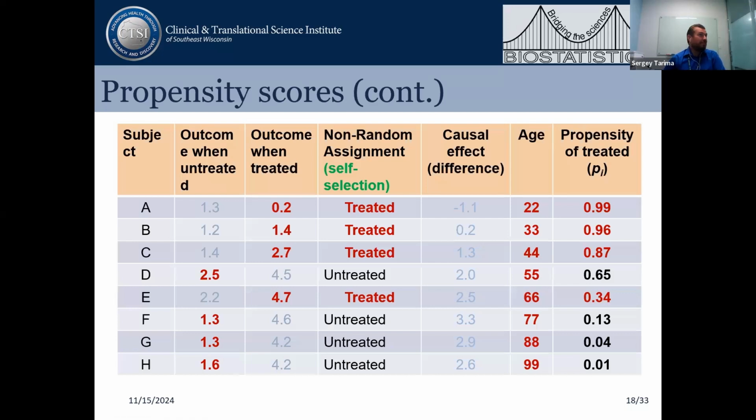Now, back to my example. Observational study, self-selection into the treatment group. And here I added column of propensities. So I just applied the formula, which I just listed on previous slide.